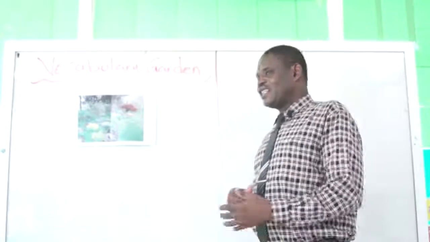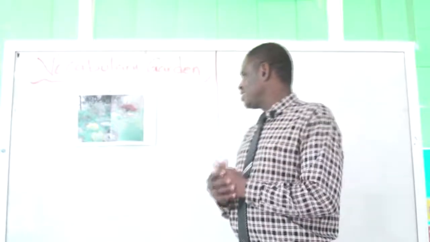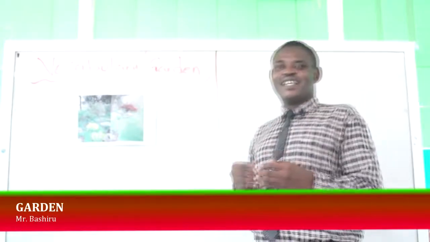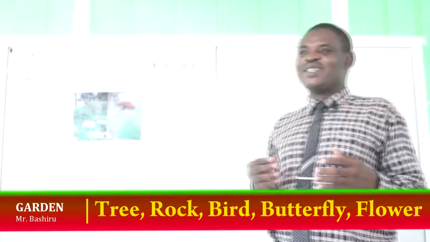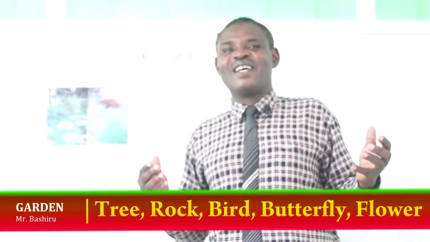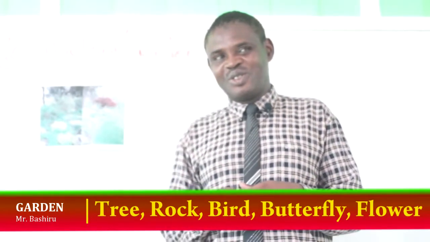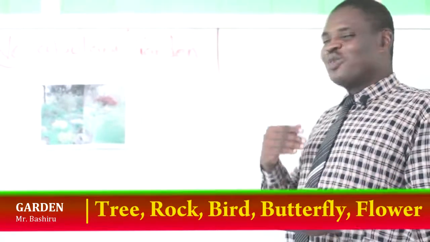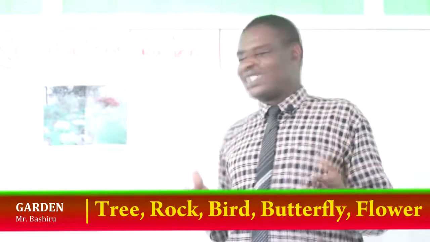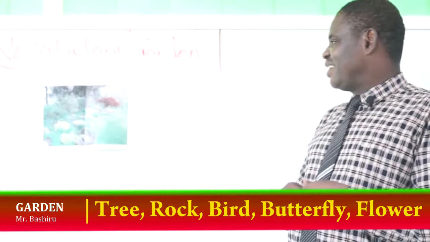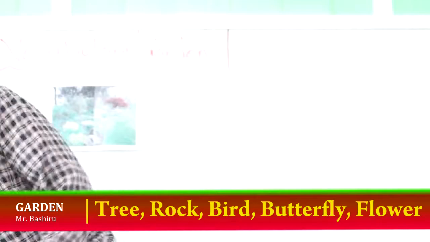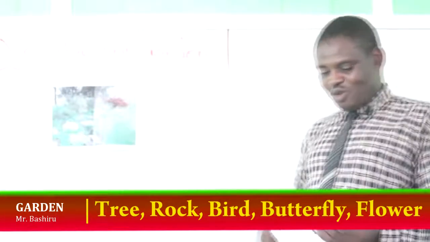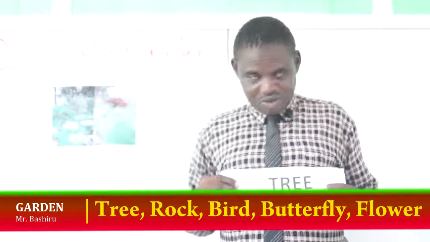When we talk about garden, what is garden? In the simplest way, we say garden is a piece of land or a space where trees and other things can be found. And through this, we are going to look at some of the things that can be found in this area. To be familiar with what we are going to talk about, it is very important to know what we are going to talk about.